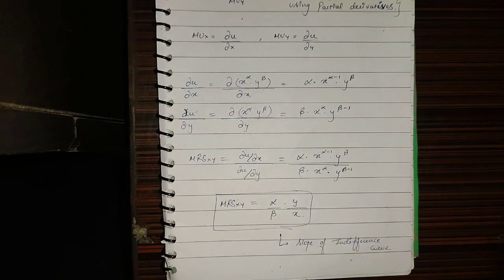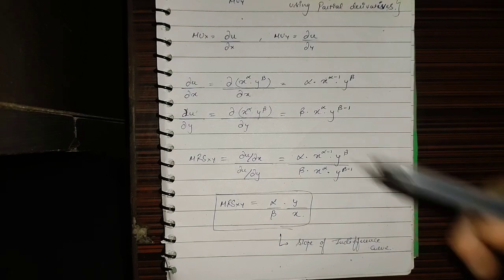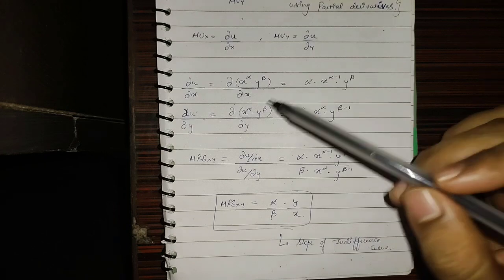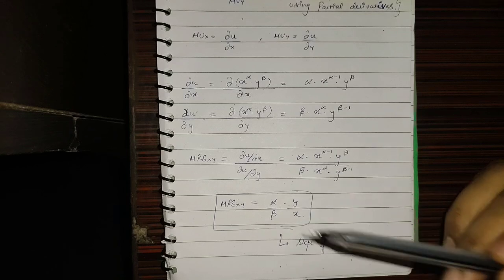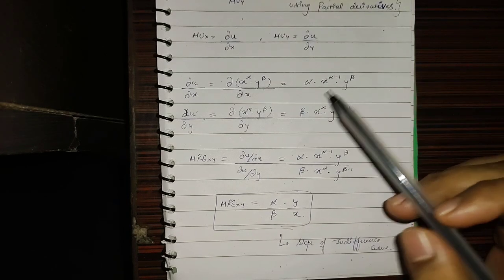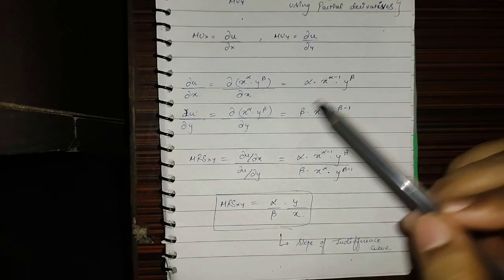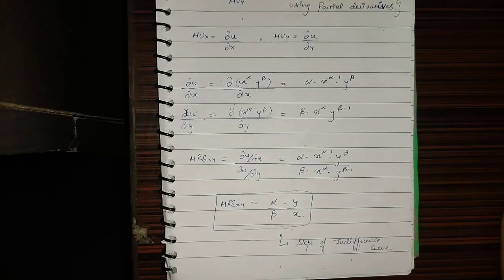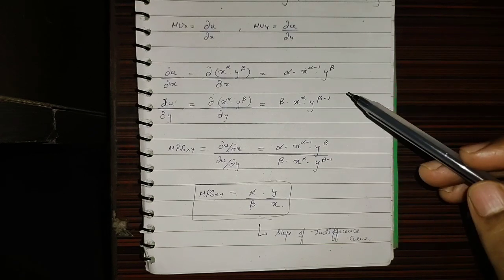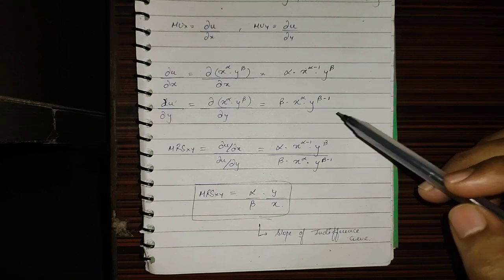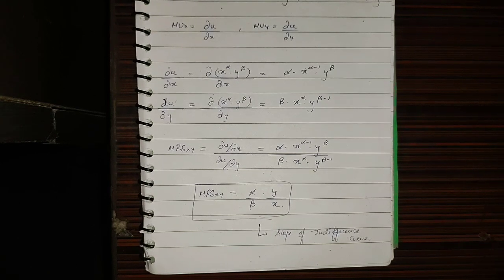Similarly, the marginal utility derived from Y would be del u by del y. Substituting the utility function in place of u and doing the partial differentiation, beta will come down and the power of y will be reduced by 1. So the marginal utility of y would be beta multiplied by x raised to the power alpha multiplied by y raised to the power beta minus 1.